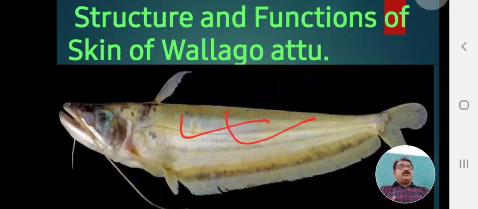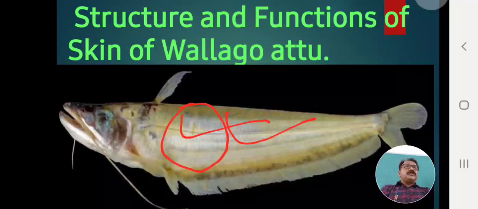In Wallago, the skin is made up of multicellular tissue. This skin is a complex sheet of tissue, with a number of cells present in the skin. Generally, the skin is made up of epidermis and dermis. The outermost layer is the epidermis, the innermost layer is the dermis.